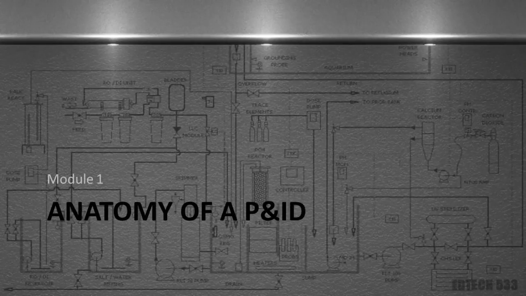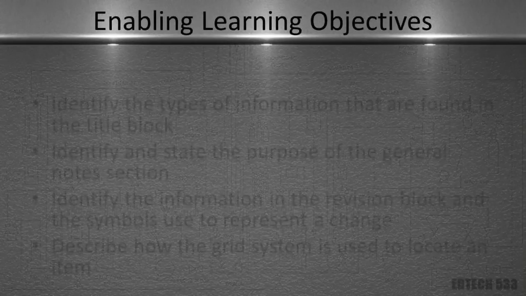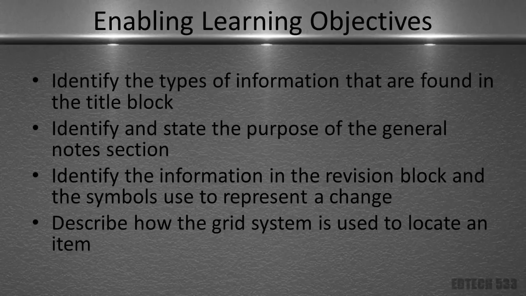Module 1, Anatomy of a PNID. The enabling learning objectives for this module are to identify the types of information that are found in the title block, identify and state the purpose of the general notes section, identify the information in the revision block and the symbols used to represent a change, and describe how the grid system is used to locate an item.